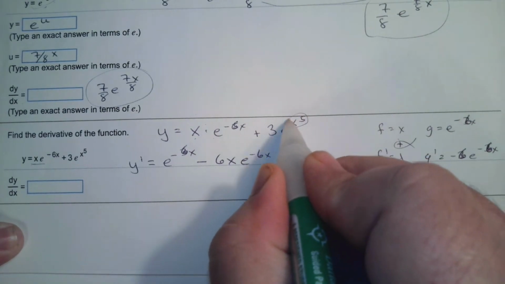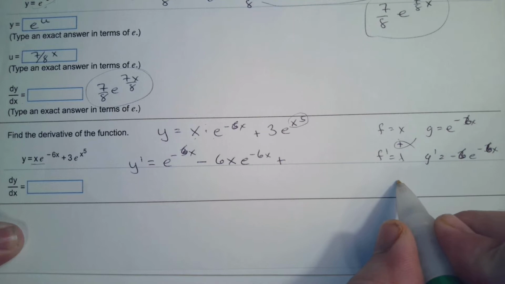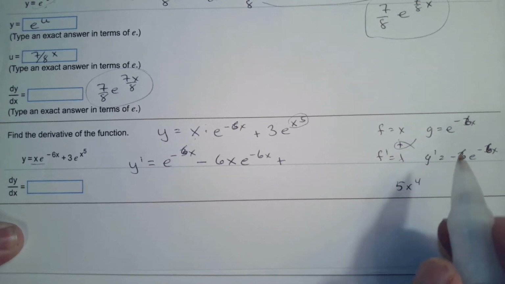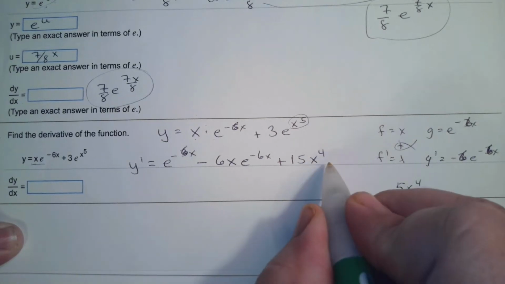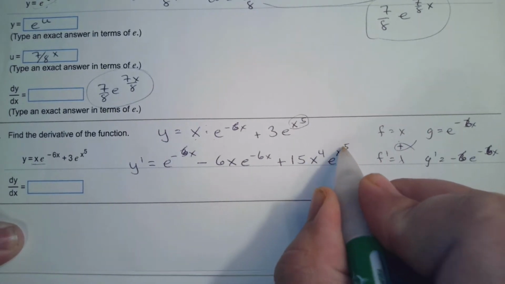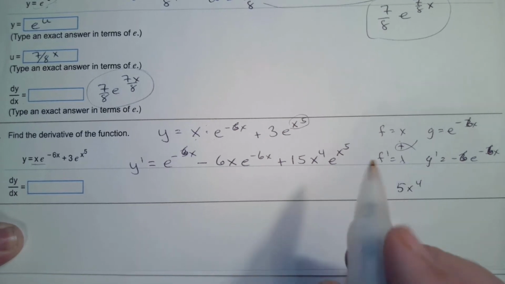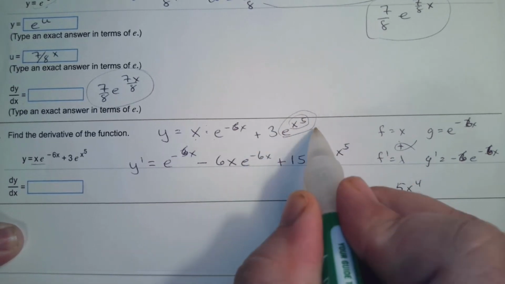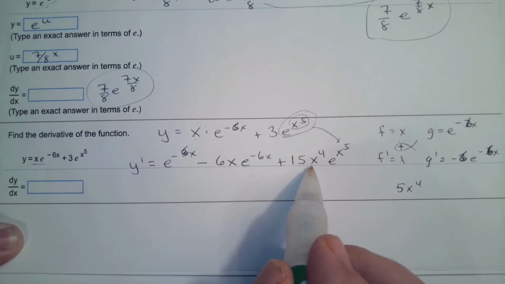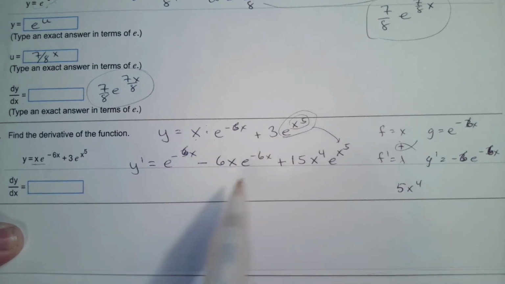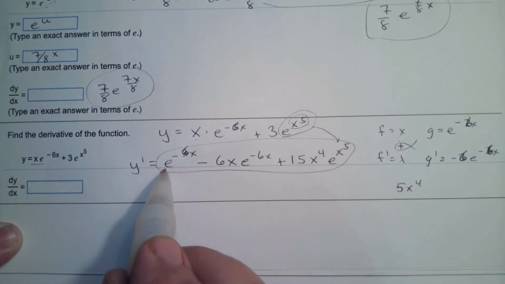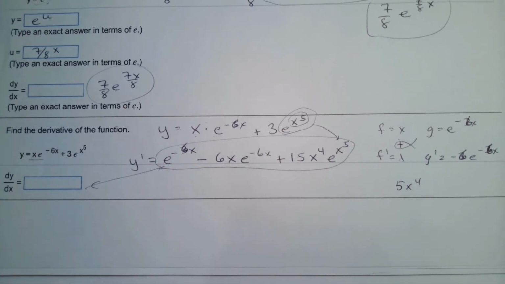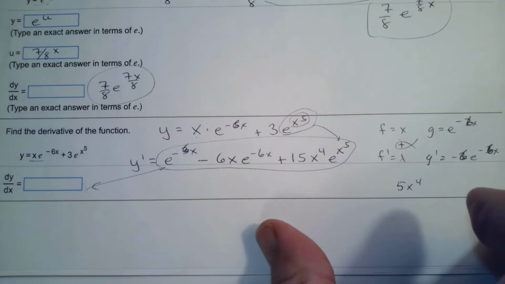plus the derivative of x to the fifth is 5x to the fourth. So 5 times 3 is 15x to the fourth e to the x to the fifth. Because this can never change. It always has to stay there. Just the derivative of the exponent, which is 5x to the fourth, times 3. And there we have it. This whole big thing is the derivative. You have to do it in pieces.